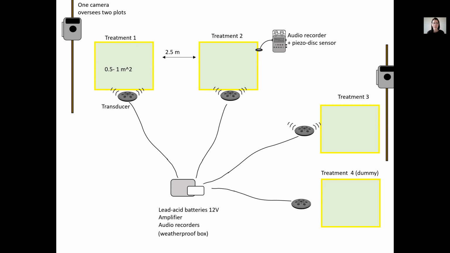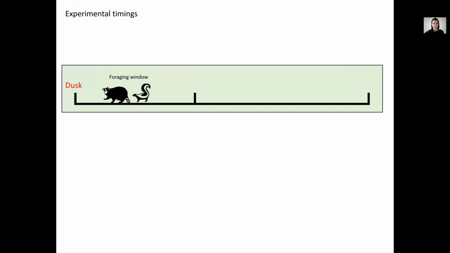Each of them, underneath the grass, would have a buried transducer, and these would all lead back to the centralized electronics box that would oversee everything. Then we'll have these 2 trail cameras, one shown here at the top left and the bottom right. These would oversee the plots to monitor which animals are arriving and what they're doing when they start foraging. This would all be battery powered and would run for a number of days.